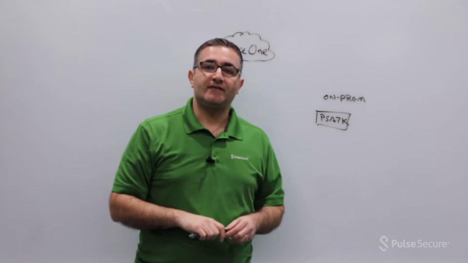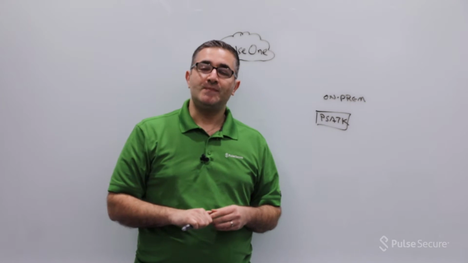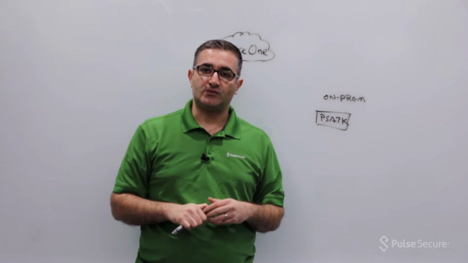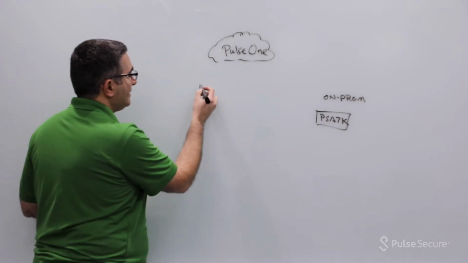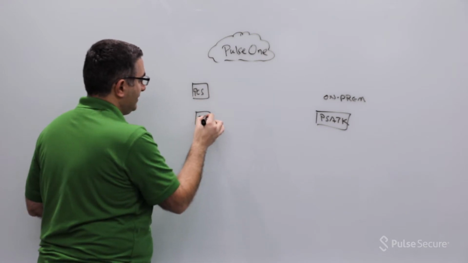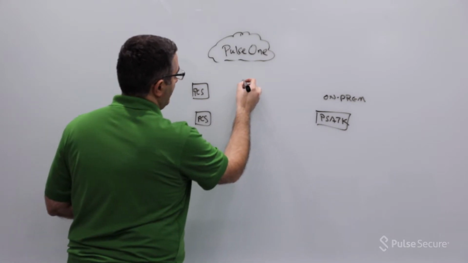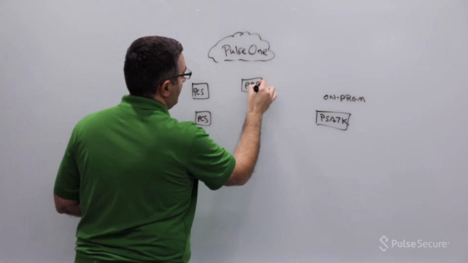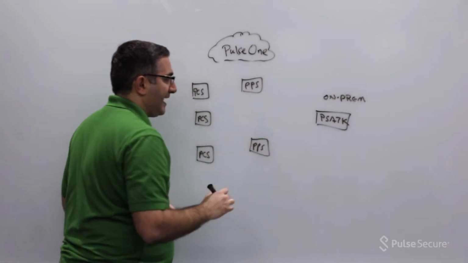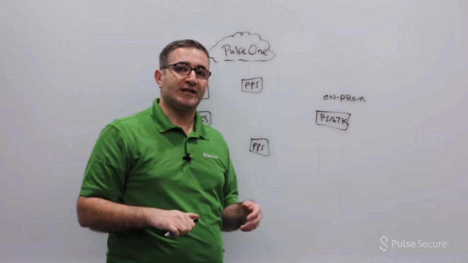A couple of the cool advantages of having Pulse One, especially when we talk about the on-prem version, is aggregation. So when we talk aggregation, there's a few different things we're talking about. Imagine in this scenario, you have a few PCS devices deployed. These can be really anywhere. And then you might also on-prem have a few Policy Secure boxes deployed. And again, these can be really anywhere. Let's say you have a few different buildings, a few different data centers that you have these deployed in.